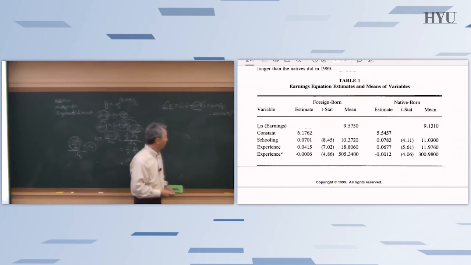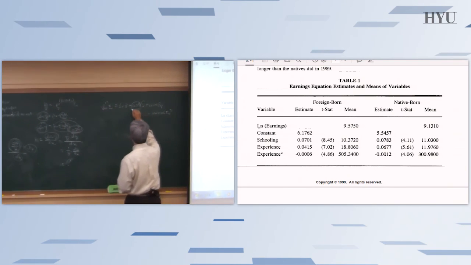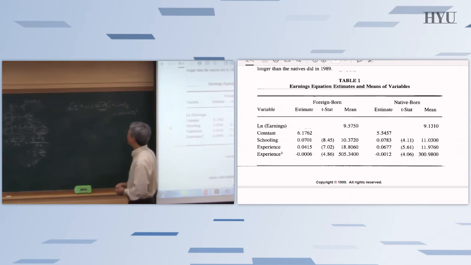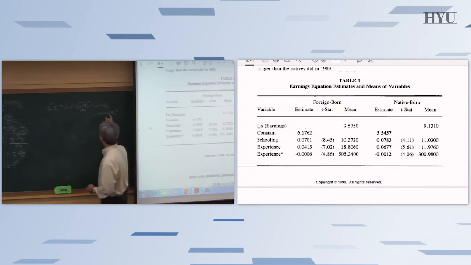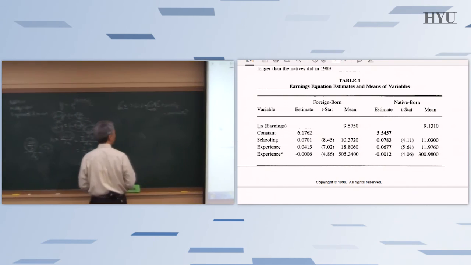So what about this? One unit increase in schooling, in other words, 1 additional year of schooling, will lead to what? A 7% increase in the person's earning. That's what this means. We didn't really talk about it, did we?